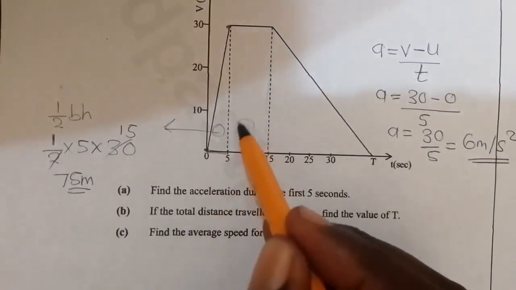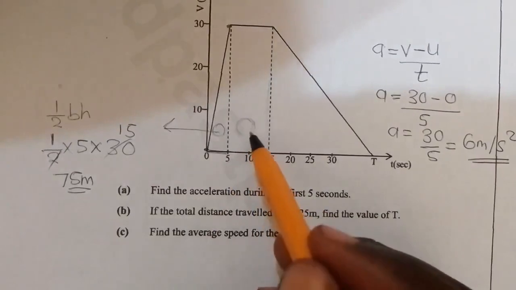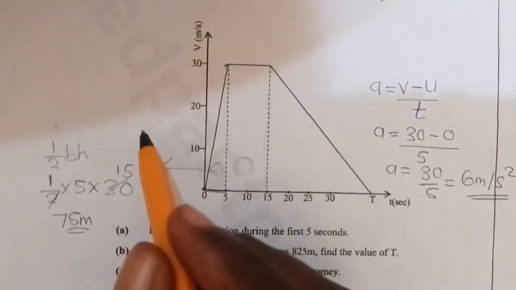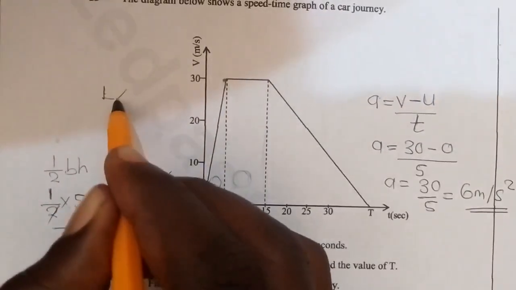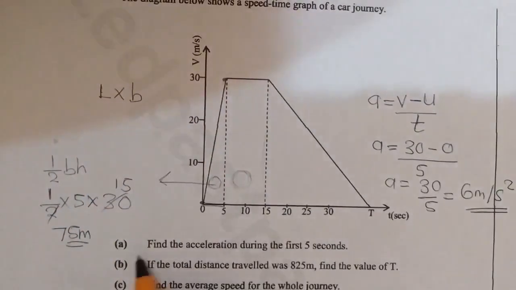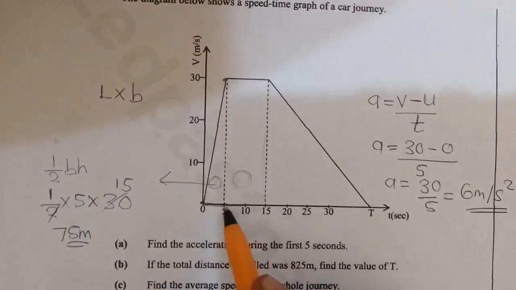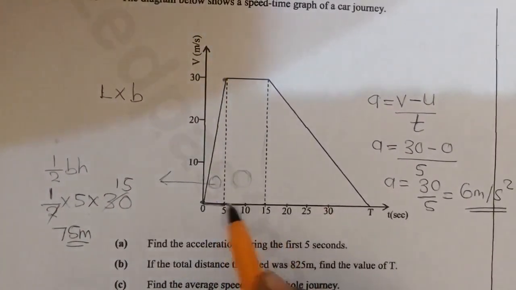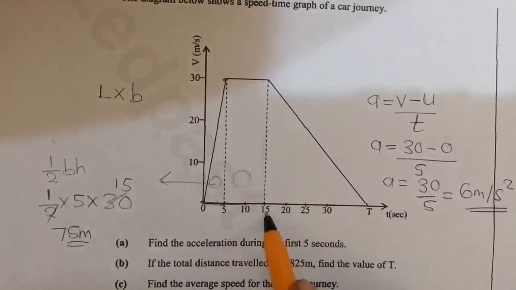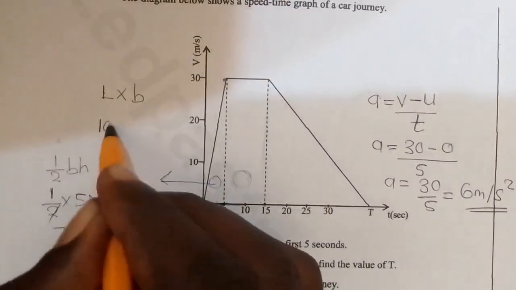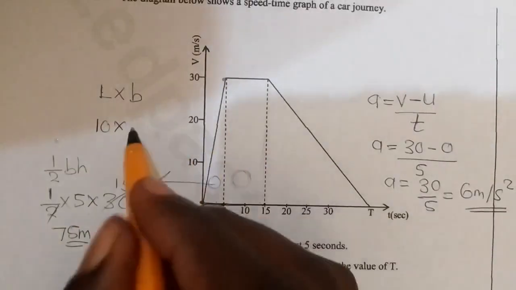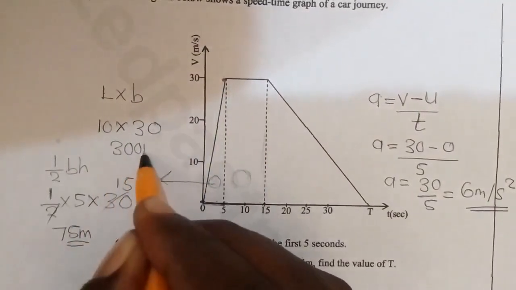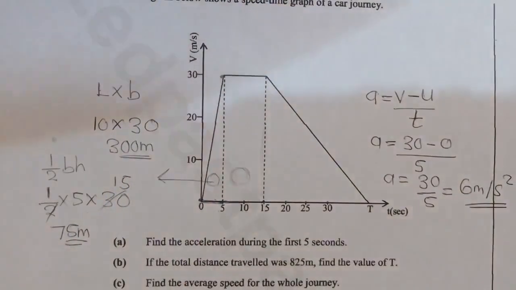I move to this one. What do I call this? This is a rectangle. I find the formula for the rectangle. So how do I find the formula for the rectangle? I say L times B, like this. So what is the length here? This is 5, this is 15. So what is the length there? The length there is 10, 15 minus 5. 10 times, going up there, it is 30. So these two, it is what? 300 meters. 300 meters. Have you seen?